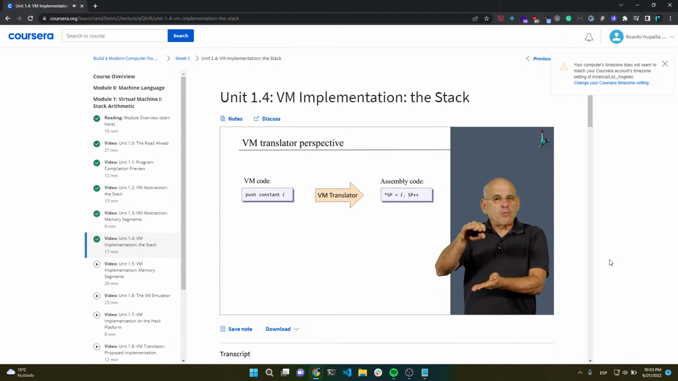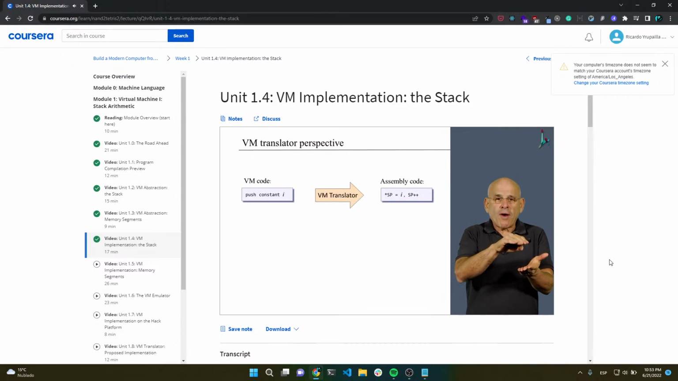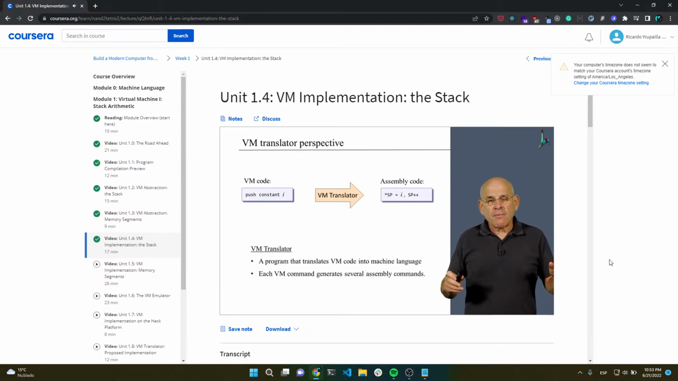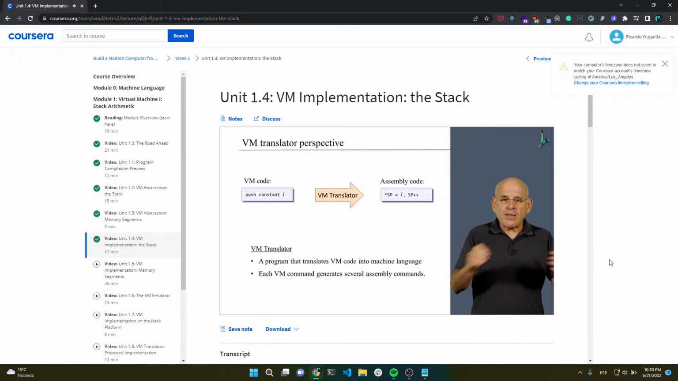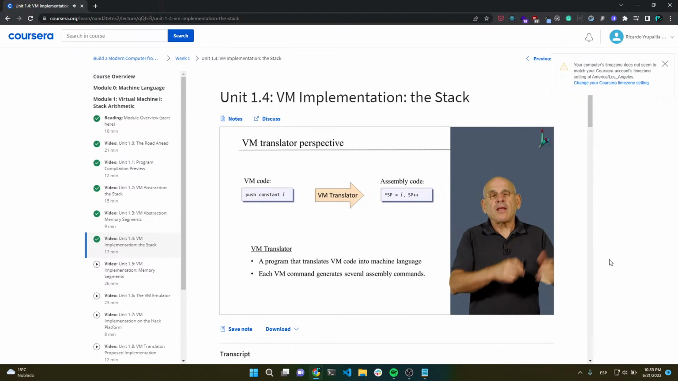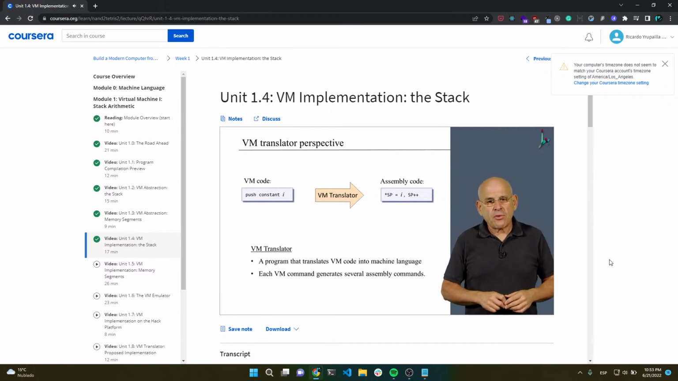And once you know how to express it in assembly, you can write a program that actually does it in a very general sense, for any given push constant I command. All right, so the VM translator is a program that goes from the left to the right, that translates VM code into machine language, and each command like this one naturally is going to generate several assembly commands.